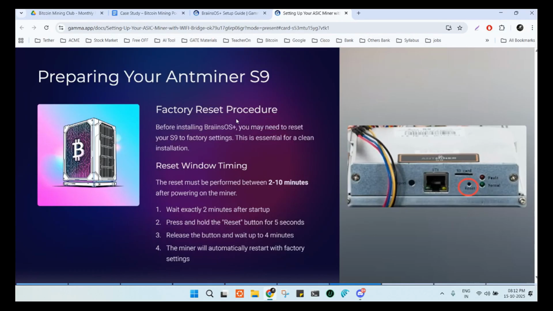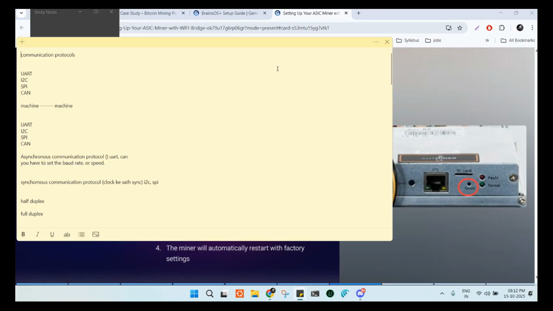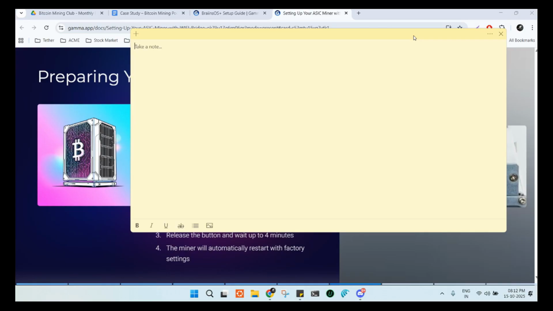So the first thing, and the most important thing you have to do, is reset the device. Okay. Now we will also talk about what type of miners we will be getting. There are different types of miners. Earlier we discussed Antminer S9, right? And I have told you the latest version is Antminer.